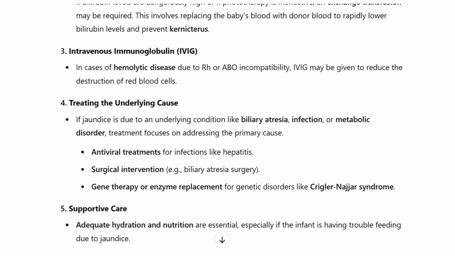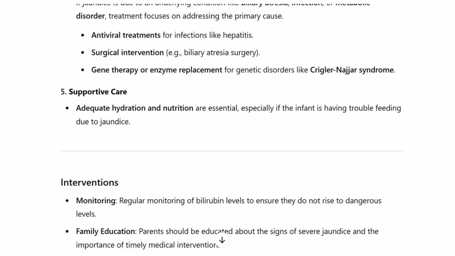For treating the underlying cause. If jaundice is due to an underlying condition like biliary atresia, infection, or metabolic disorder, treatment focuses on addressing the primary cause. Antiviral treatments for infections like hepatitis. Surgical intervention, e.g. biliary atresia surgery. Gene therapy or enzyme replacement for genetic disorders like Crigler-Najjar syndrome.